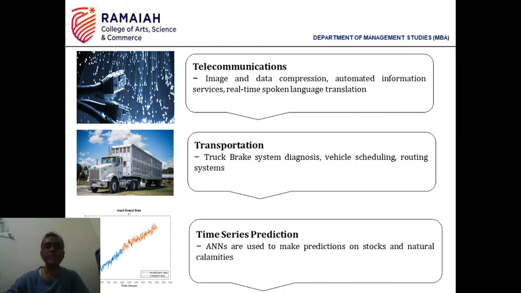The next one is time series prediction. I think Lata ma'am would have taken time series. Again, artificial neural networks are used to make predictions on stocks and natural calamities as well.